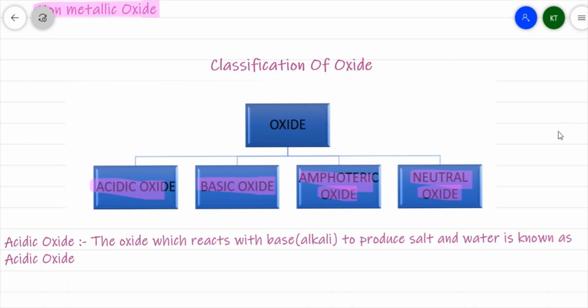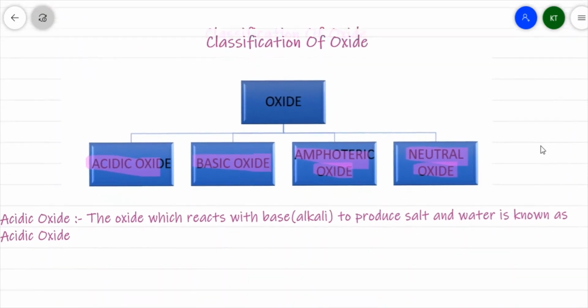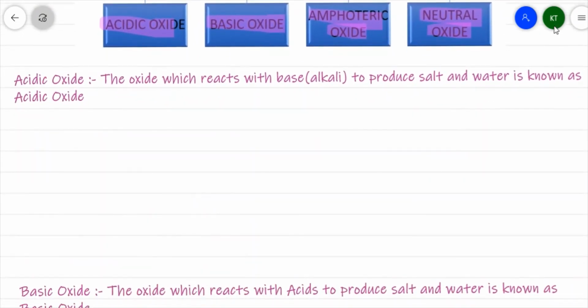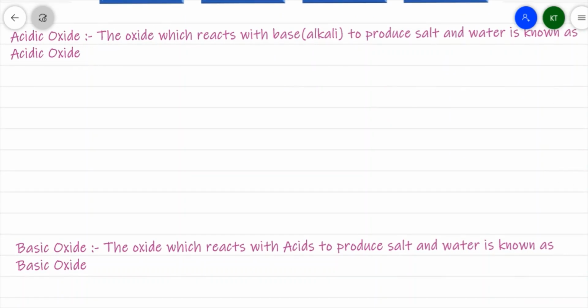Now, let us discuss one by one each category of oxide with the reaction and what it means. Very first, I have the acidic oxide. So, what is this acidic oxide? The oxide which reacts with a base or alkali and forms salt and water is known as an acidic oxide. Let me take an example to understand what it means.